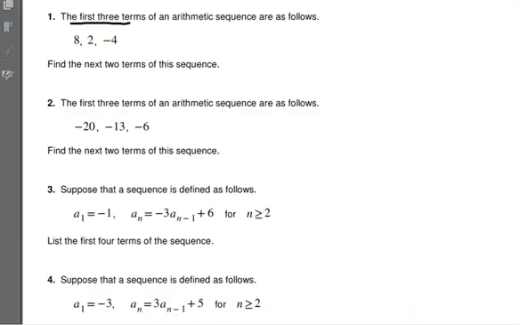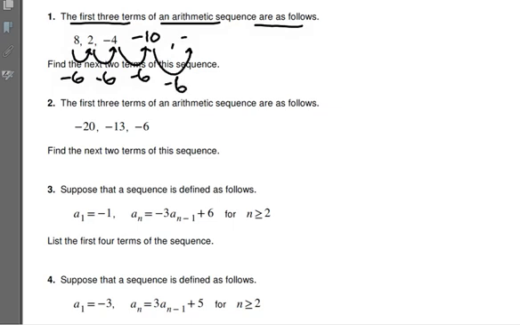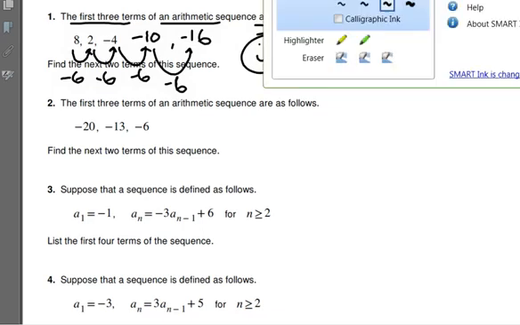Alright, so let's go look at some problems. So it's going to start off real basic here. This says the first three terms of an arithmetic sequence are as follows: 8, 2, and negative 4. So we can see that we're subtracting 6 each time. So just to carry that process on, negative 4 minus 6 is going to give us negative 10. Negative 10 minus 6 is going to give us negative 16. And we're done. That's all we need.